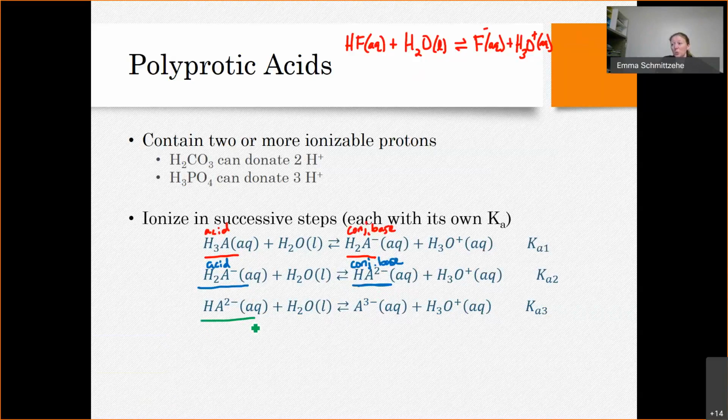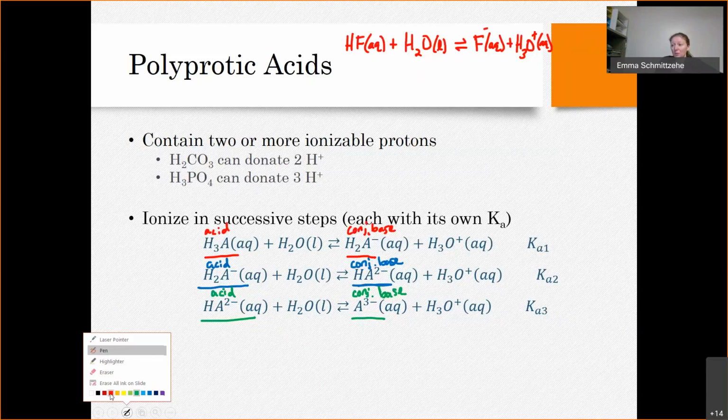And so that HA2- can then interact with a new water molecule, forming A3-, so losing that third proton, okay? In this step, the HA2- is behaving as an acid, forming its conjugate base of A3-, okay? And in all three of those reactions, water is acting as a base, okay? Because the water molecule is picking up that proton, and the hydronium ion in those three are actually your conjugate acids in the particular reaction.